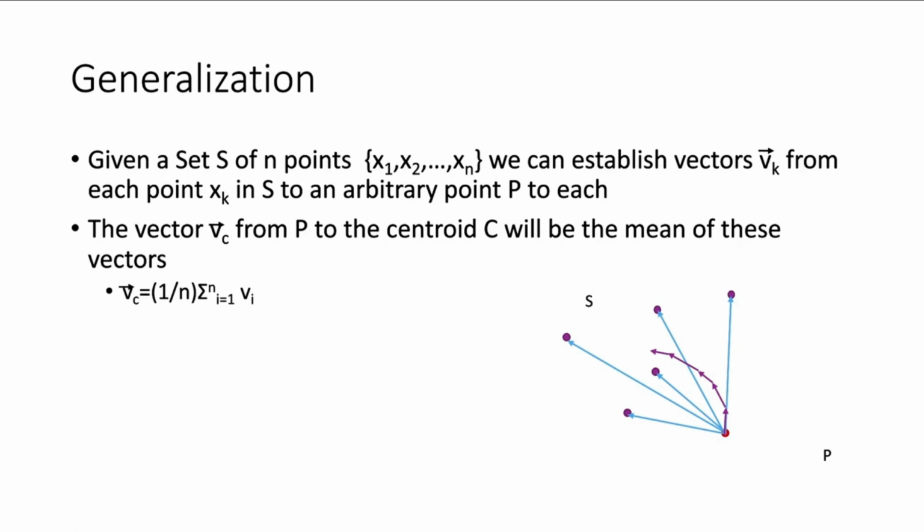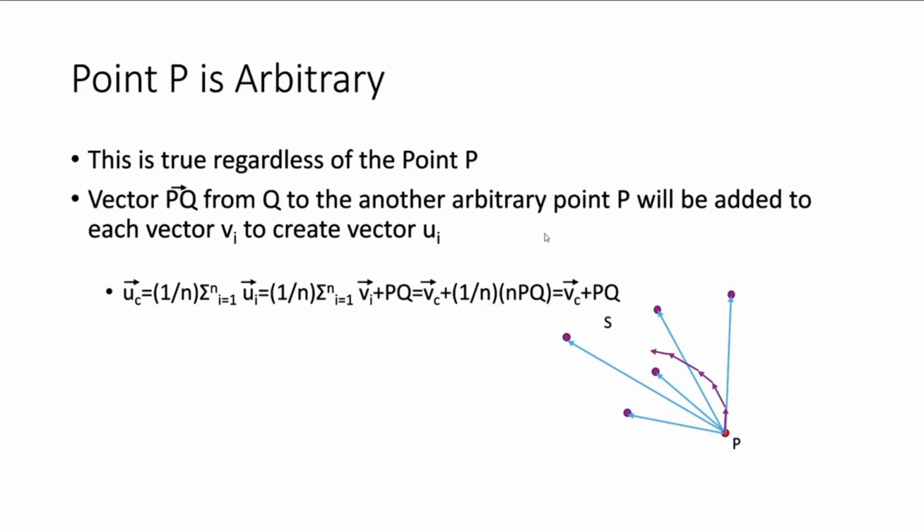Now we will explore another proof to this theorem. First, let's generalize the problem. Rather than view a shape right now, we'll look into a set S of n points. From an arbitrary point P, we can establish vectors from P to each of the points in set S. If we take the mean of these vectors, we get a vector from a point P to the center of mass, the centroid. This is true regardless of the point P.